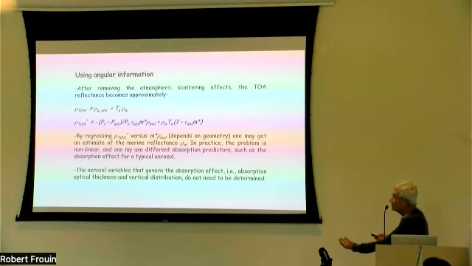And you can see here that if you regress rho TOA prime versus m star rho molecule, and of course this depends on geometry, you can get an estimate of the water reflectance, simply because the extrapolation to zero air mass will give you directly the water signal.